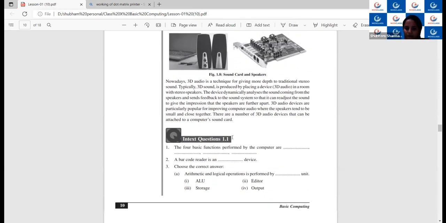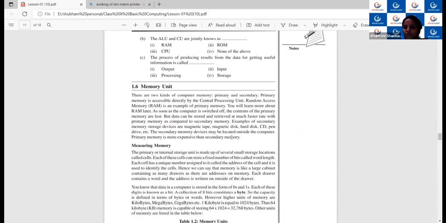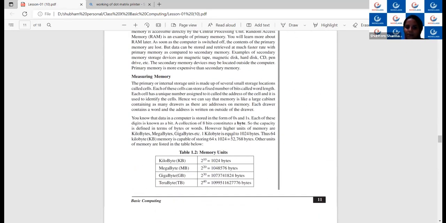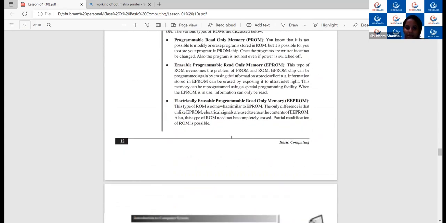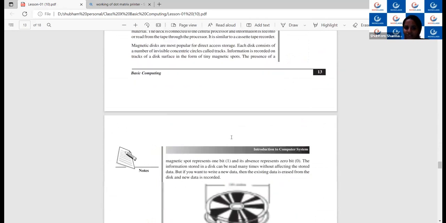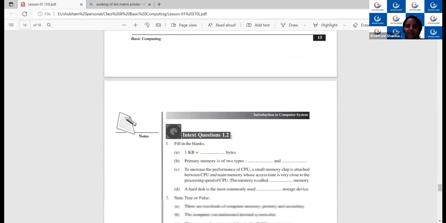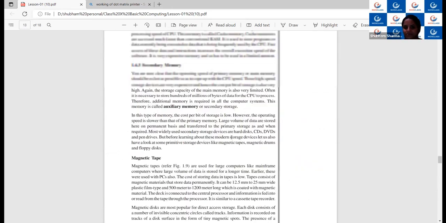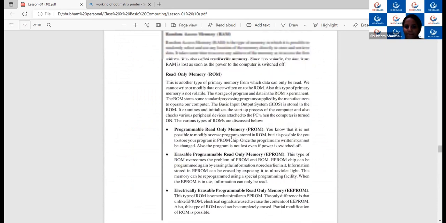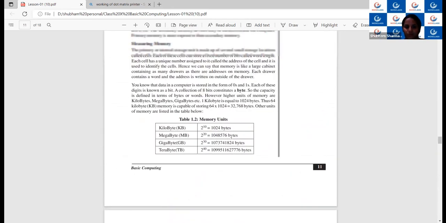Fine. So we have discussed all this yesterday. Tomorrow we'll discuss the memory unit. What is your primary memory? And what is your cache, magnetic tape, hard disk, flash memory? So it may take around two days more to complete this chapter. Yeah, 2 days more.